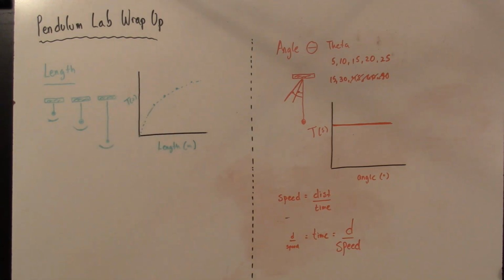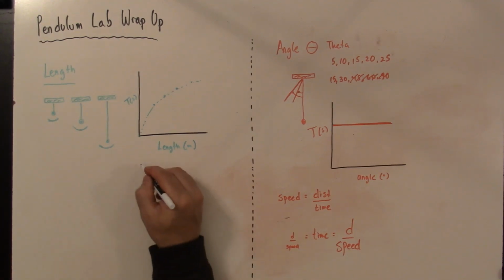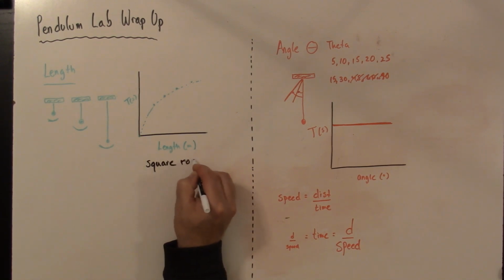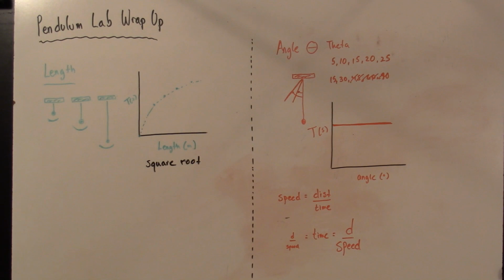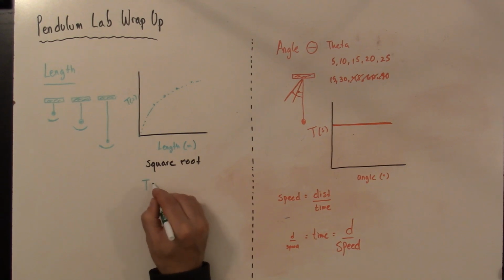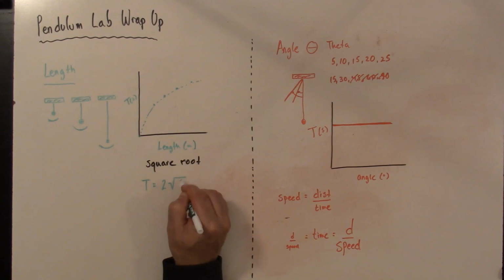I would argue that this is a shape that you are familiar with. This is actually called a square root graph, or a radical, or whatever you want to call it. And what we have here is, if I put an actual equation on here using Desmos, I would say that the period is equal to some coefficient. It's actually, for this case, right around 2 times the square root of the length.